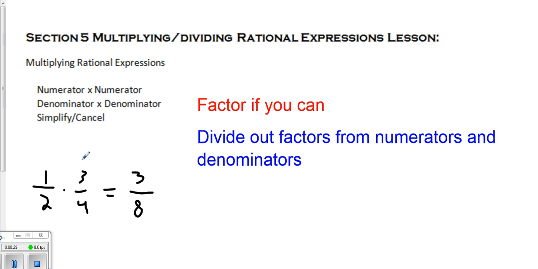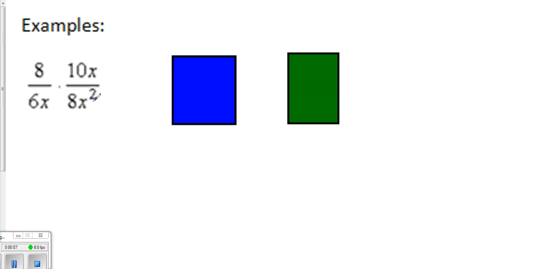You multiply straight across, numerator times numerator, denominator times denominator. You simplify and cancel. Now, because we're going to be using rational expressions, always factor if you can, and then divide out factors from the numerators and the denominators. The good thing is that after you've factored your rational expressions, you can cross-cancel from one rational expression to the other. And we'll see how that looks in some of our examples here.